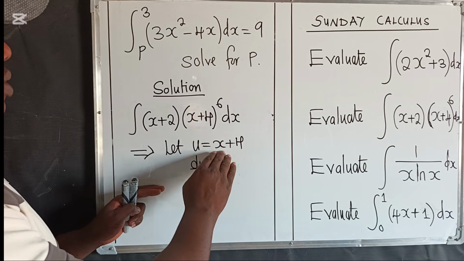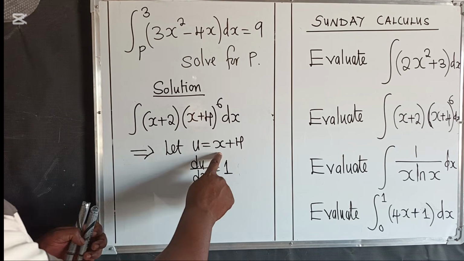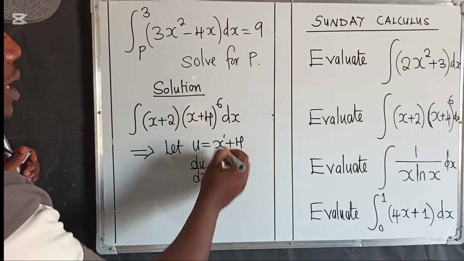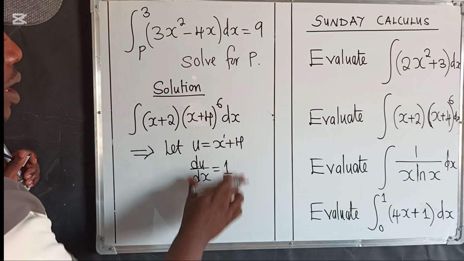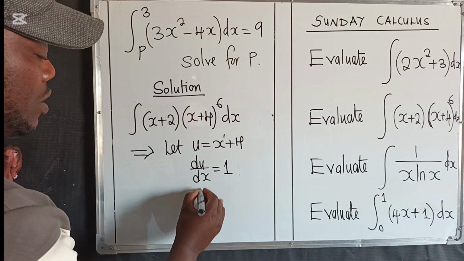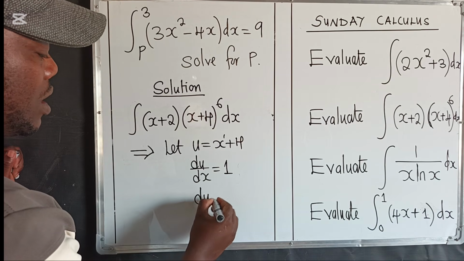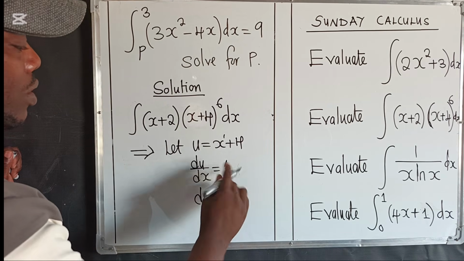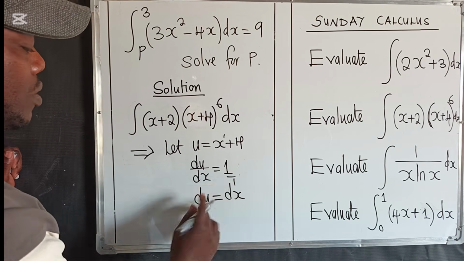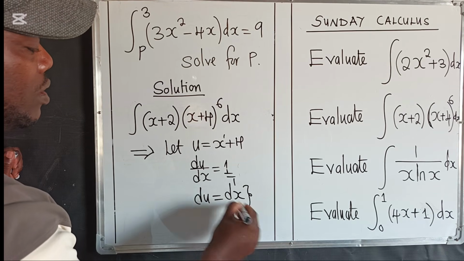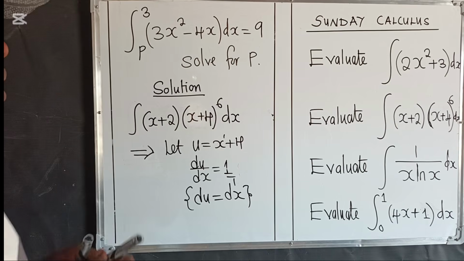When finding the derivative, normally what we do is take the power, multiply it by the number in front, and then subtract 1. I guess you know these basics. After doing that, we make du or dx the subject. So we just cross multiply here. 1 times du is du, dx times 1 is dx. This is what we want.